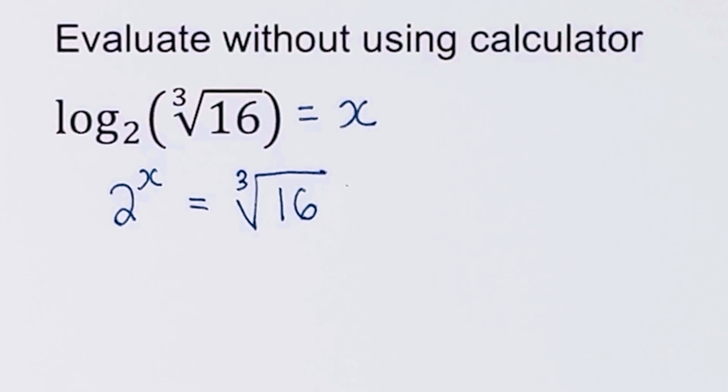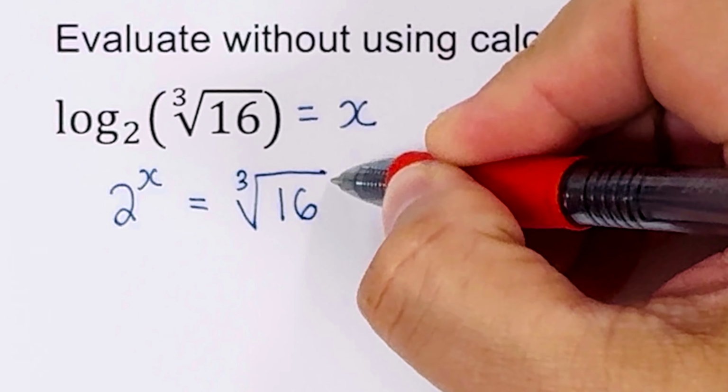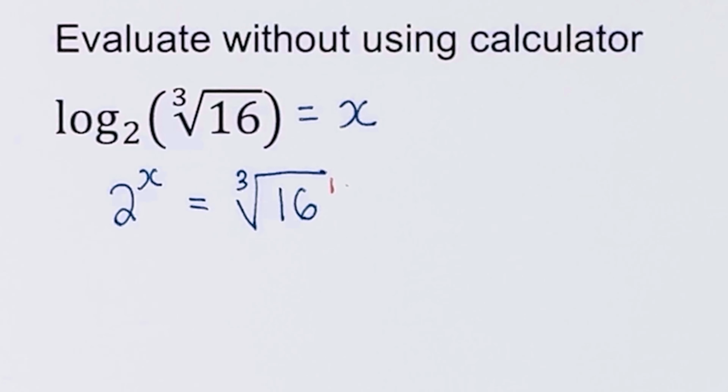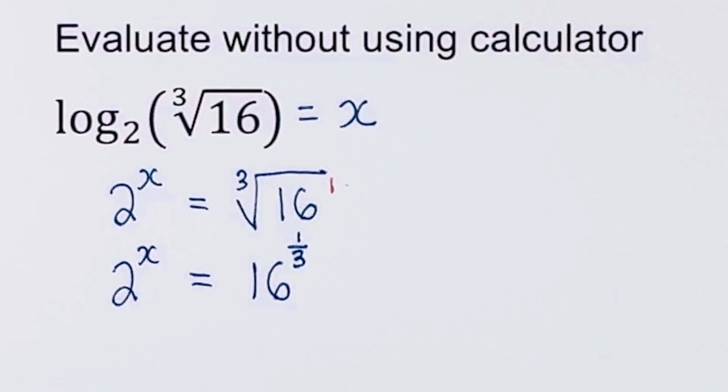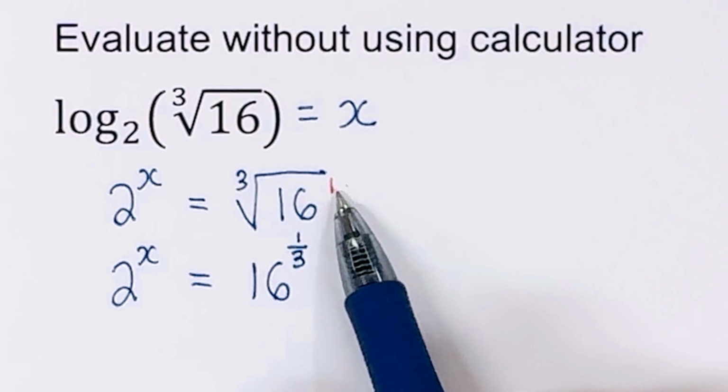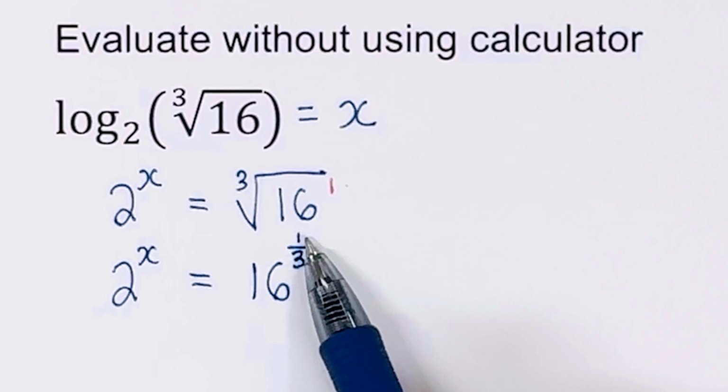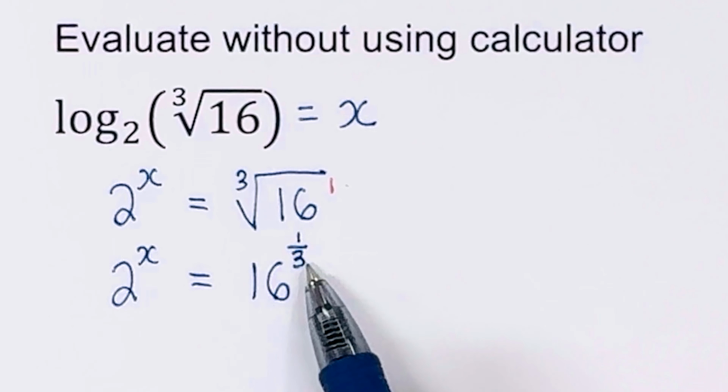Now we remember that this 16 is an invisible exponent of 1, so that we can go ahead and change this 16 into its fractional exponent form, and this is how it's going to look like. So this invisible one here will be the numerator, and then this 3 here will be the denominator.